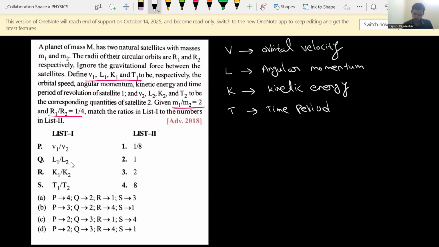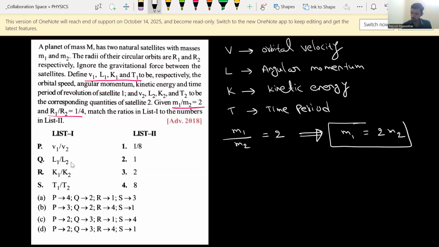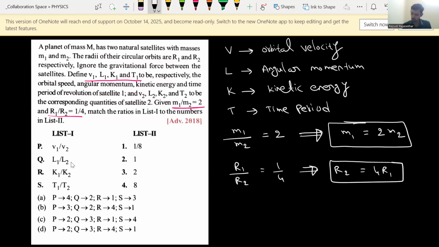M1 by M2 value is given: M1 by M2 equals 2, which gives the information that M1 equals 2 times M2. R1 by R2 value is mentioned as 1 by 4. That means R2 equals 4 times R1. Okay, this is the entire given relation.